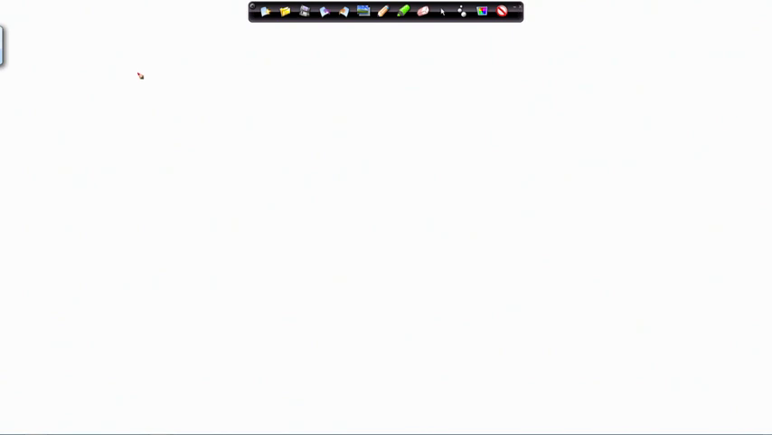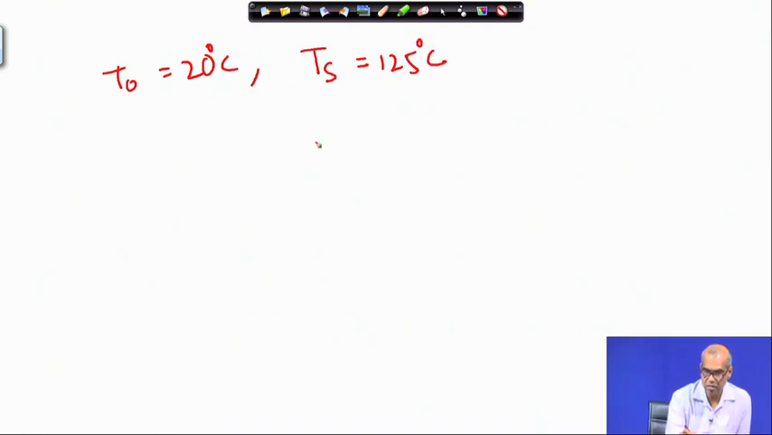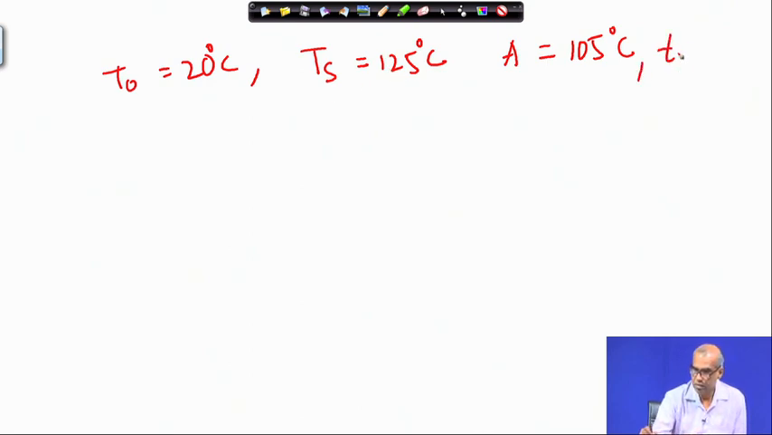So, what is given is initial temperature 20 degrees Celsius, it is put suddenly to a temperature of 125 degrees Celsius. So, that is the step input is given. So, magnitude of step, if I call it A, is 105 degrees Celsius. So, 125 minus 20. Rise time is given as 0.1 second.